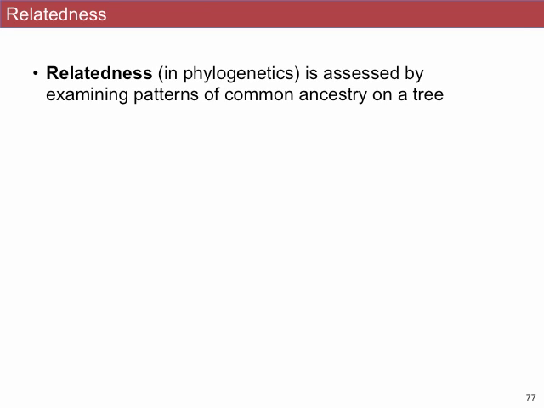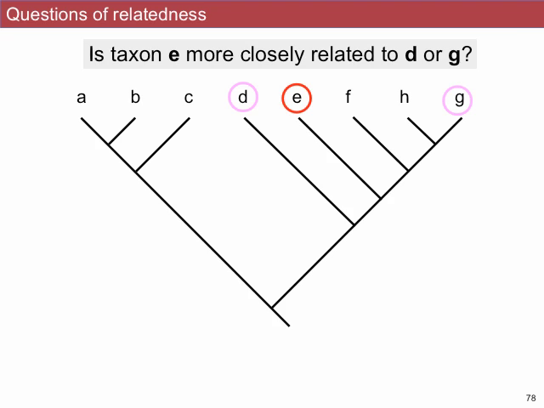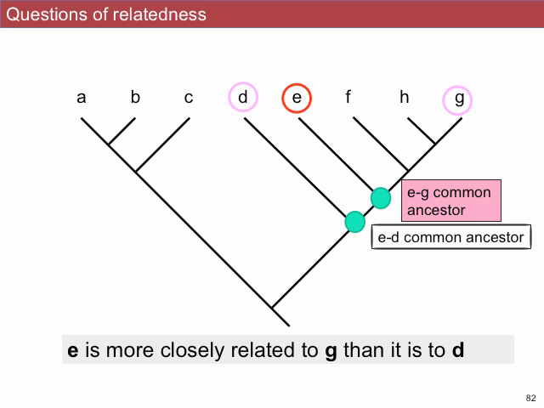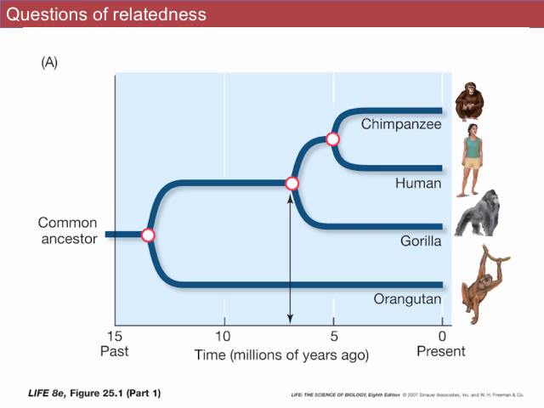So taxon E is more closely related to G because we can find a common ancestor that E and G share that is more recent than the common ancestor that E and D share. So here's the common ancestor of E and G, and that is more recent in the tree than the common ancestor of E and D. That's how we determine phylogenetic relatedness, by tracing along a tree and seeing where organisms share a common ancestor.